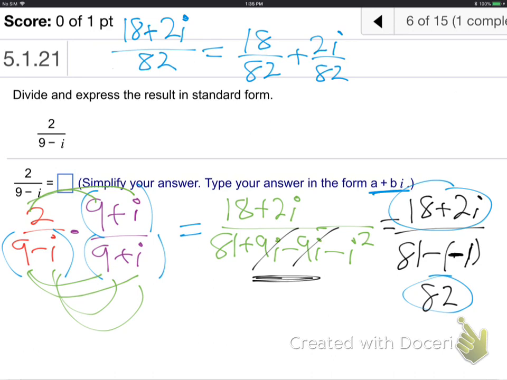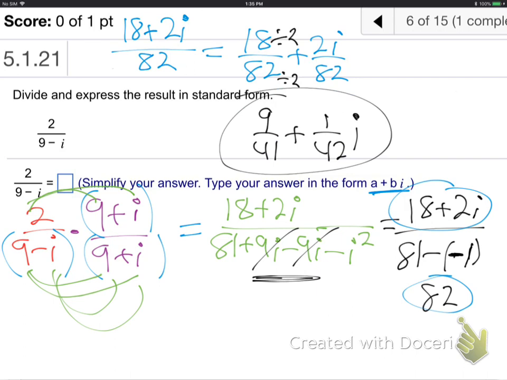That's what they're saying. When they say a plus bi, that means two separate fractions. Two things separate. So then divide top and bottom by 2. That'd be 9/41sts plus 1/42nd i. Say I divided by 2 here. And you could put that i over 42. That i can go in the front or the top.